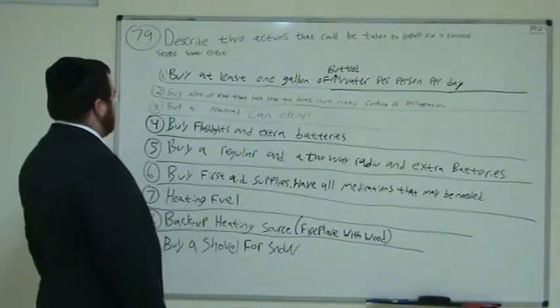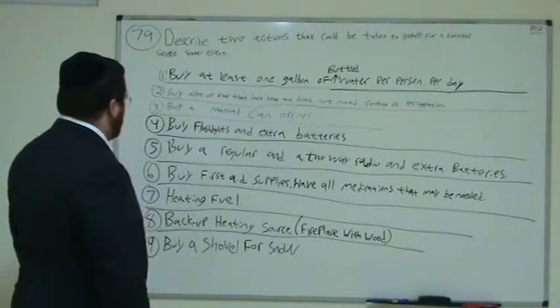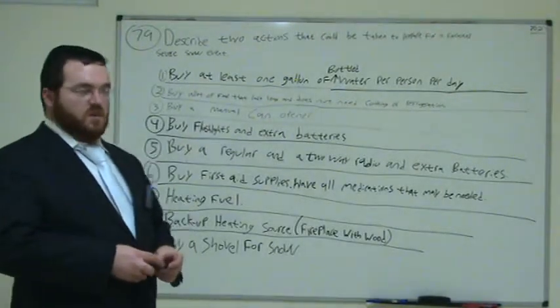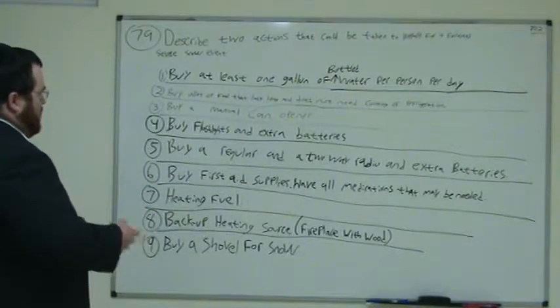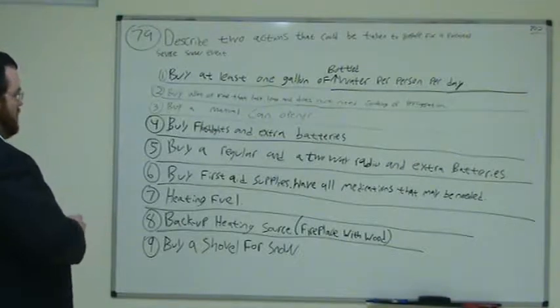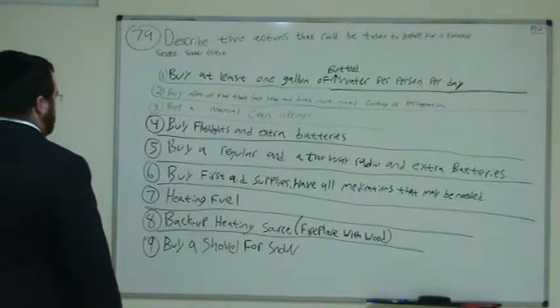So again, question 79. Describe 2 actions that could be taken to prepare for a forecasted severe snow event. Anyways, I listed 9 of them, and now I'm going to read them to you. So these are 9 different things that you could do to prepare. Prepare means to get ready, and this is for a forecasted severe snow event.